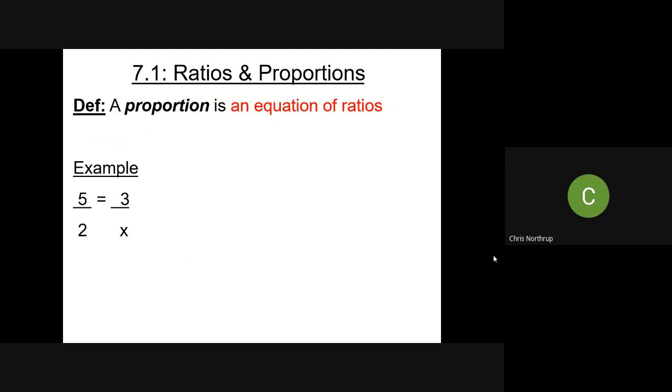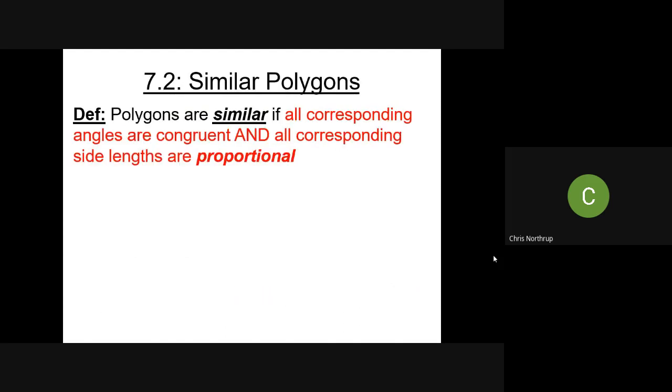Now, this is something from algebra you should remember how to solve. We always solve these proportions by cross multiplying. So if you had to solve this one, you would multiply both sides by x and 2. So you'd get 5x equals 6 and then divide by 5. So just keep that in mind. We are going to solve a lot of proportions in this chapter. So that's basically all we need to know from 7.1.